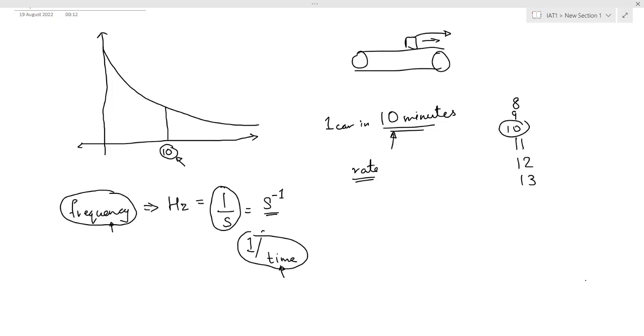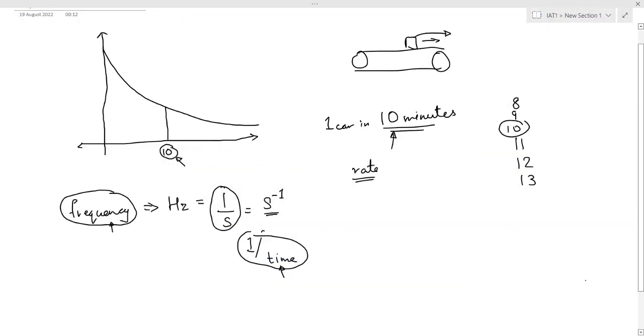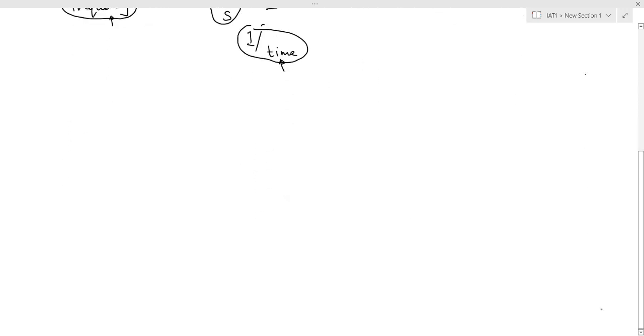For example, just to give you an example, let us look at this question. In a car manufacturing company, one car comes off the conveyor belt every 8 minutes. So what is happening in that company? A car is coming off the belt every 8 minutes. So one car every 8 minutes. What do we have to find? We have to find out the frequency.